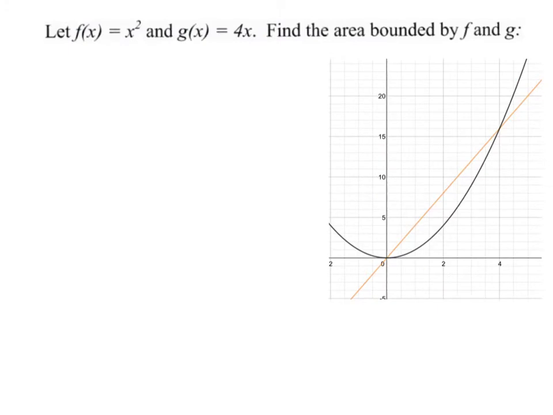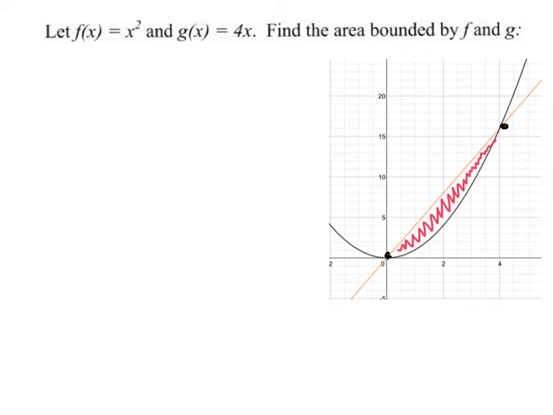The function x squared and the function 4x. So you can see that we're finding this area in here. Now, I gave you a graph, so I hope you can easily see what the bounds are. They're going to be 0 and 4, it's simply where they intersect.